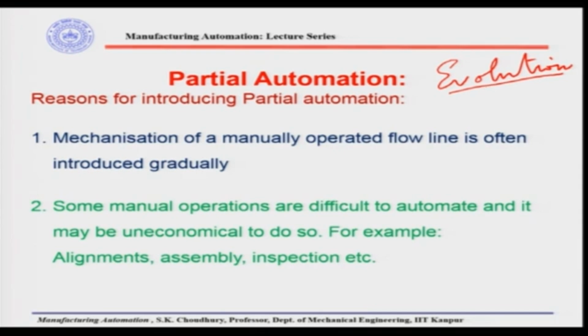Now, there are two basic reasons why partial automation should be introduced. First, the mechanization of a manually operated flow line is often introduced gradually, as I said just now. And the second reason is that some manual operations are difficult to automate, as I actually told you earlier also, and it may be uneconomical to do so. For example, alignments, assembly, inspection, etc.